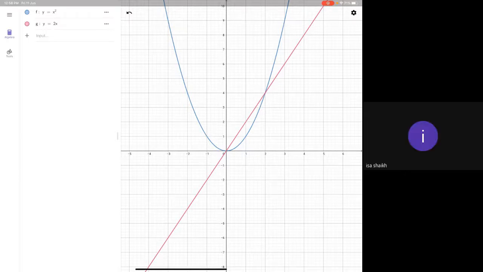Sir, can you repeat? Slope of x square is 2x. Just now we proved. That means the slope of this blue colored graph is equal to the value of red color graph. See, slope of x square is 2x, right? That means slope of this blue colored graph is equal to the value of red colored graph. Do you agree? Yes, sir.